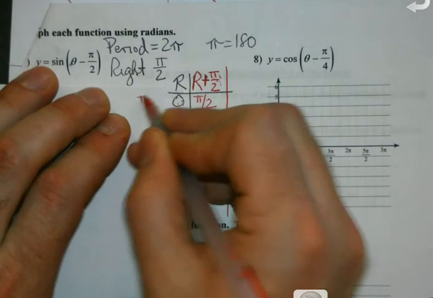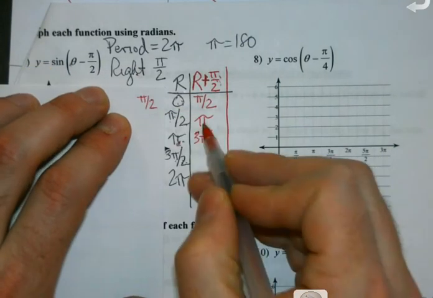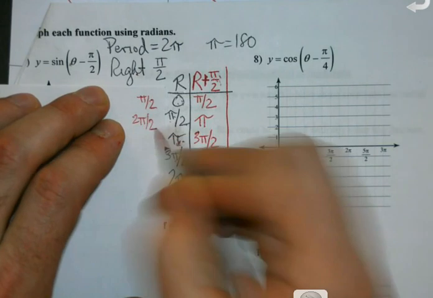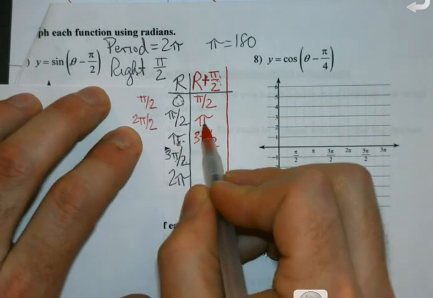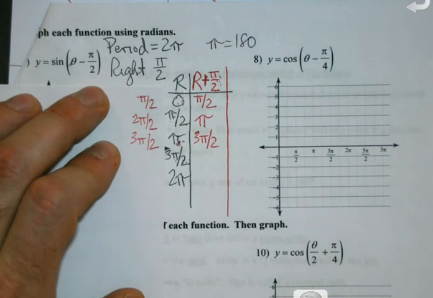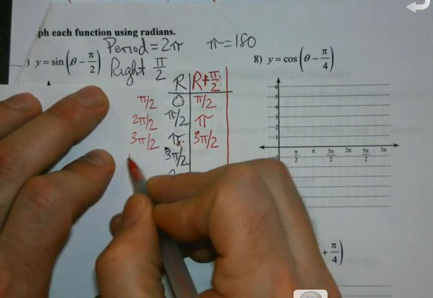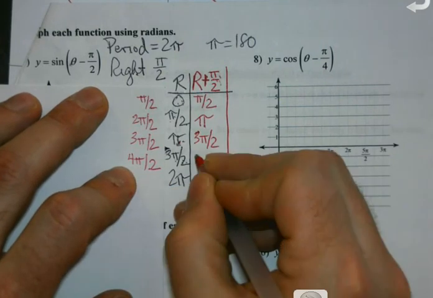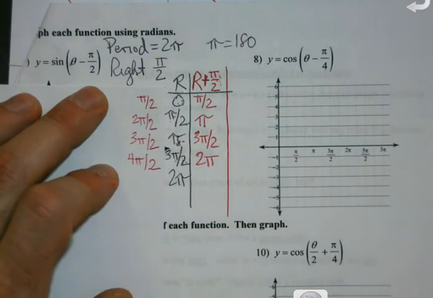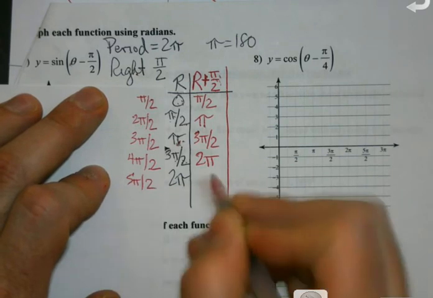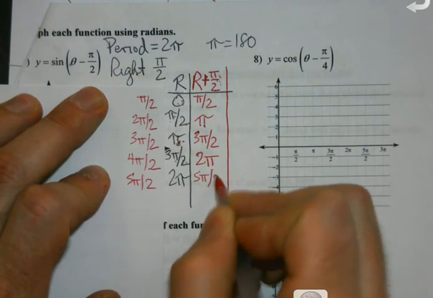Notice the pattern that's starting to develop. I have pi over 2. If I added 1 to it, it would be 2 pi over 2, but I just reduced the fraction. The next one's 3 pi over 2. Do you see the pattern starting to develop? Then 4 pi over 2, but what's that reduced to? 2 pi, because 4 divided by 2 is 2. And the last one's 5 pi over 2.